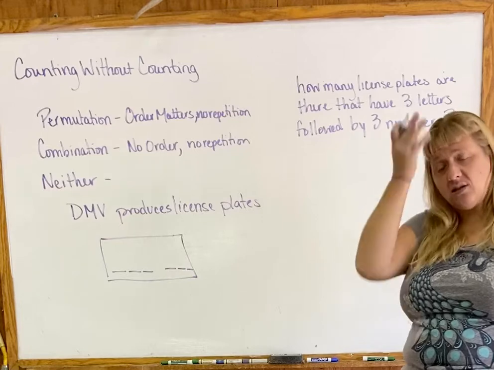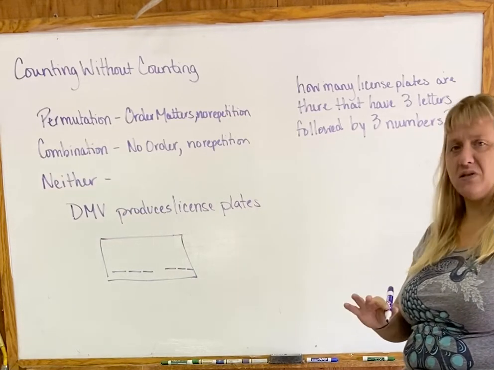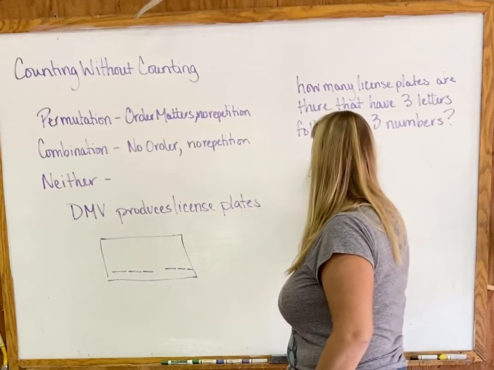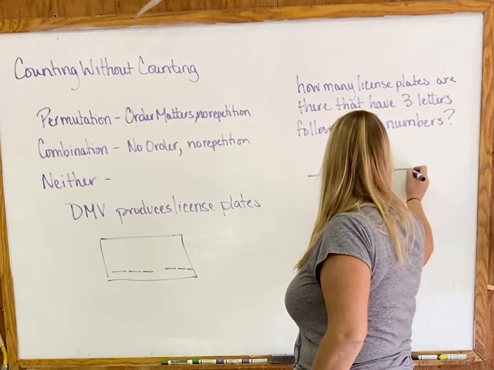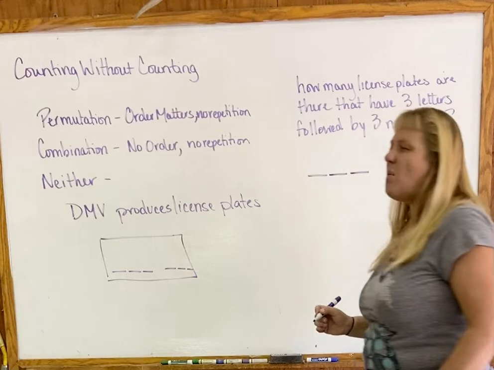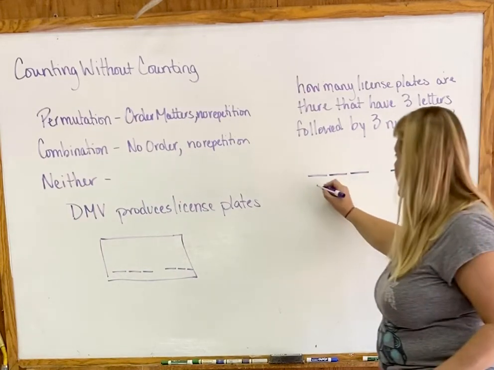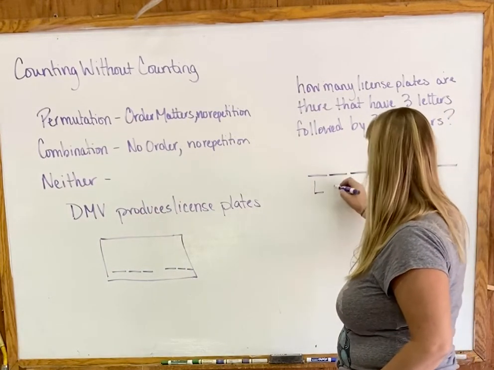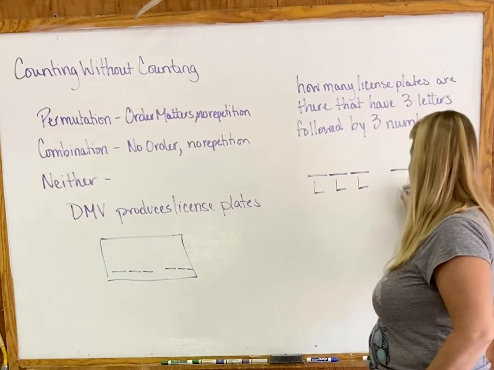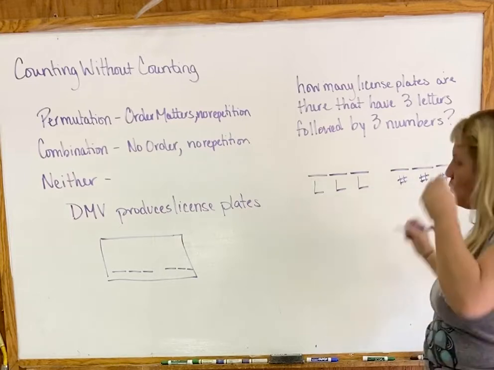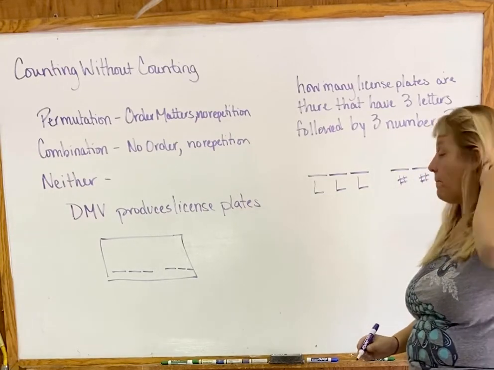Now, does that mean we can't do the problem? No, it just means we have to think about it a little bit. So what we want to do when we're looking at a problem like this that falls into the neither category is go back to the pigeonholing method. That's always your kind of go-to. If it doesn't follow your rules, go back to the pigeonhole. Okay? So what we would say is set up 6 slots. These first 3 are letters. These second 3 are numbers. And we know that repetition is okay.